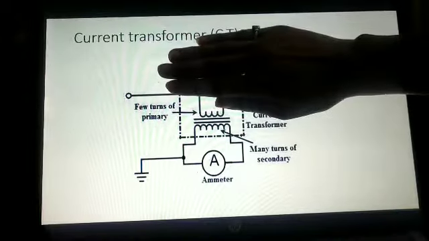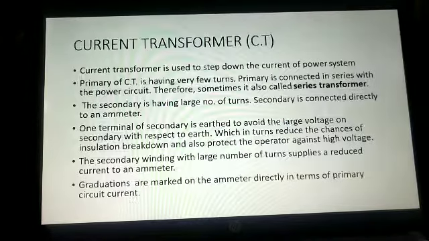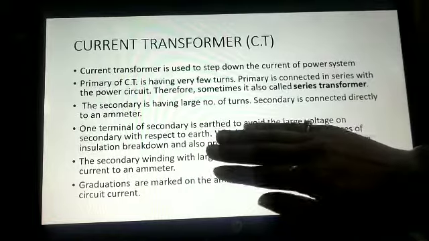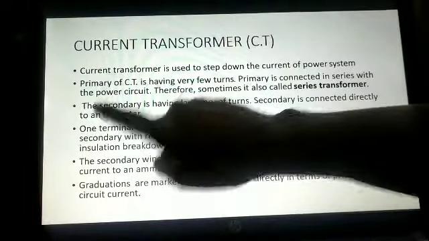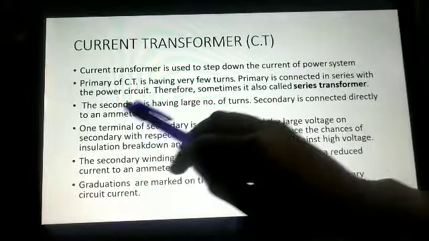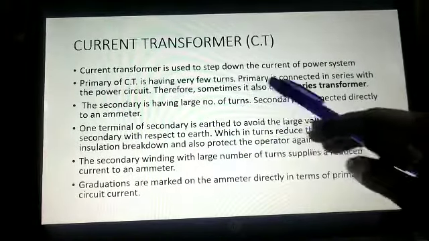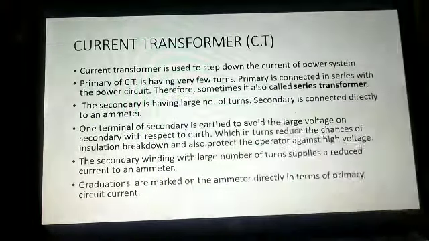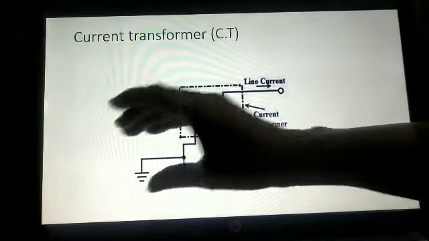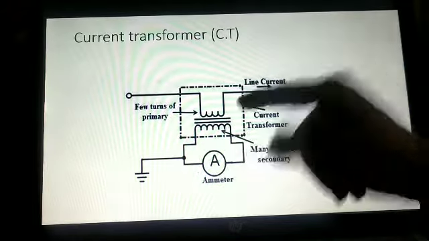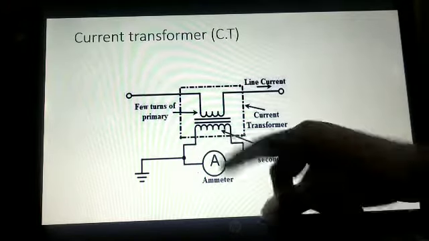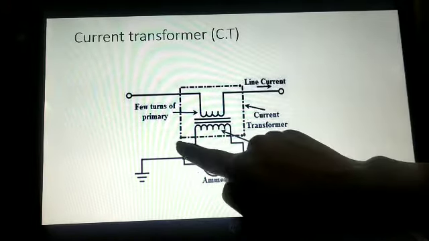Clear with the primary side? This is the primary side. Now moving to the secondary side. I hope you are clear with this upper part, that is primary. Now we will move to the secondary. So the secondary is having large number of turns. Secondary is directly connected to the ammeter. So now looking at the diagram only, secondary has many number of turns, right?